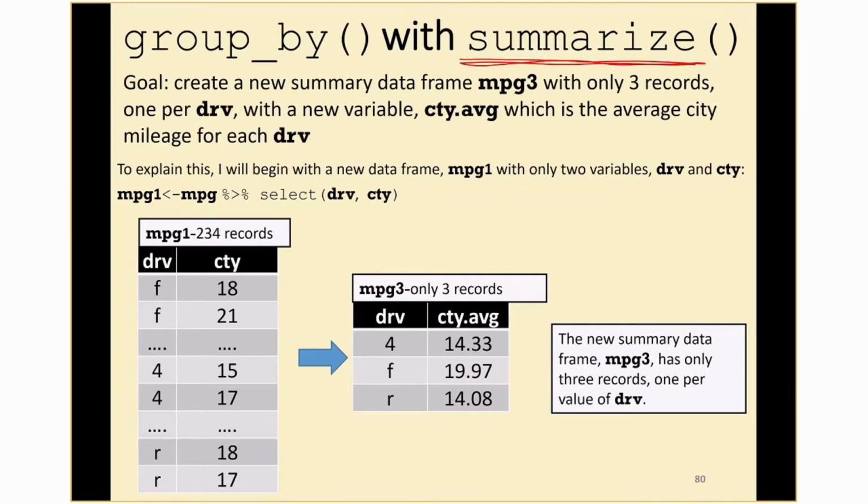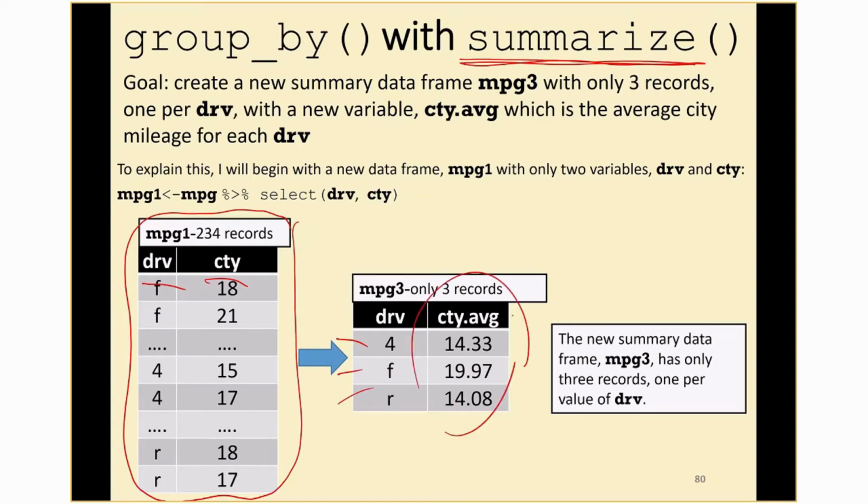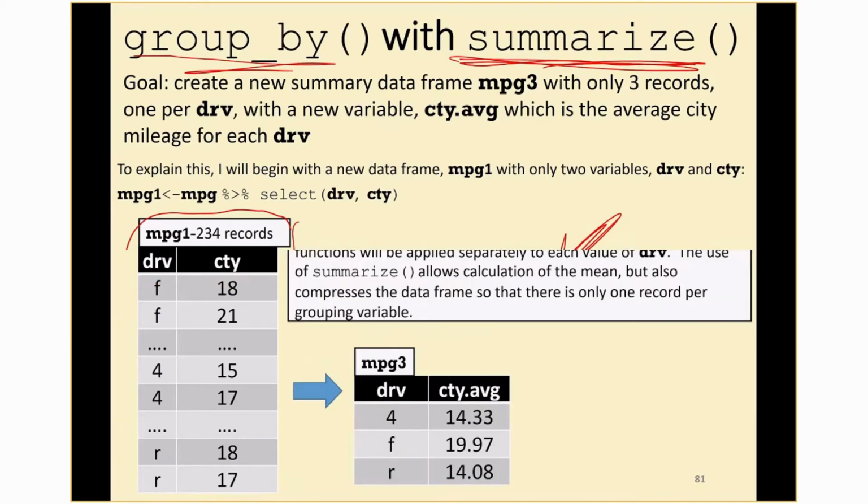So what we're going to do is start once again with this MPG1 that has 234 records, but only those two variables, drive and city. And I just want to know, okay, for the front wheel, the four wheel, and the rear wheel drive, what's the average city mileage? And group by, together with summarize, is going to enable me to make this summary data frame. So here's the code.